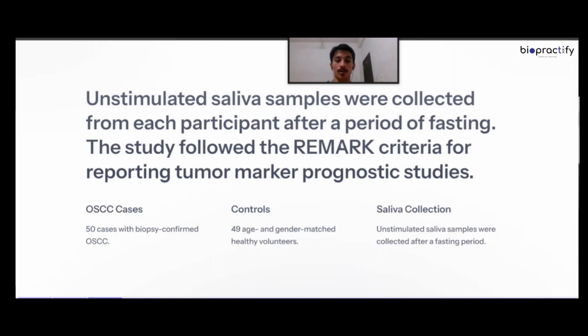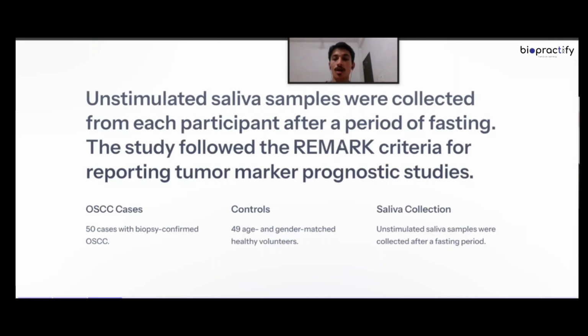So basically, what is REMARK criteria? REMARK criteria is nothing but the reporting recommendations for tumor marker prognostic studies, REMARK. It's an abbreviation used for the procedure that is carried out for the reporting and recommendation of tumor markers, which are used in prognosis and study.